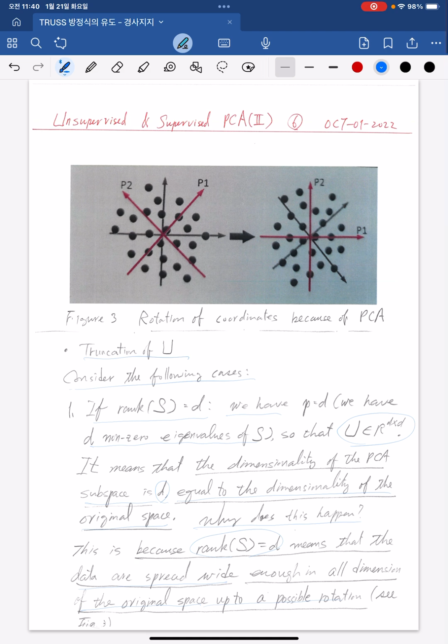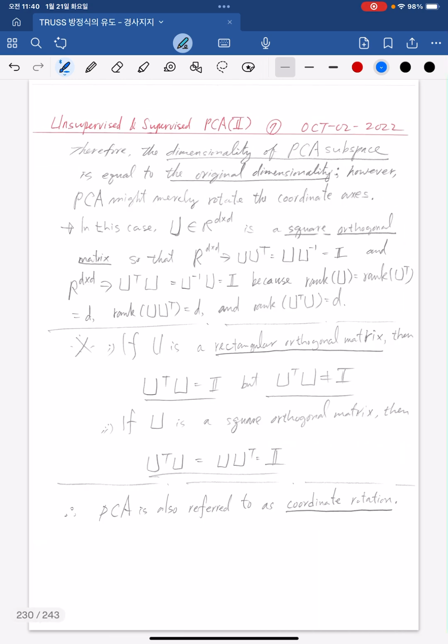See figure 3. In figure 3, the axes B1, B2 are rotated into new axes B1, B2 of a similar form. Therefore, the dimensionality of a PCA subspace is equal to the original dimensionality. However, PCA might merely rotate the coordinate axes.